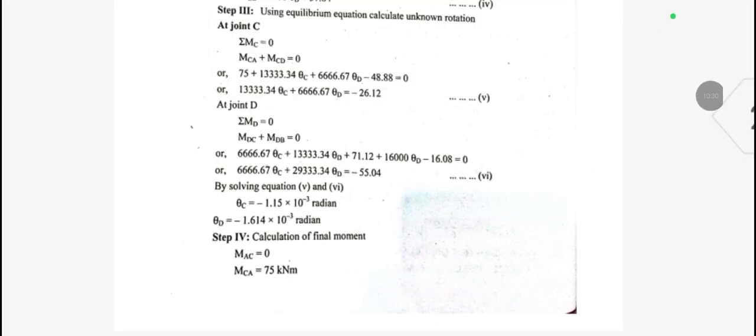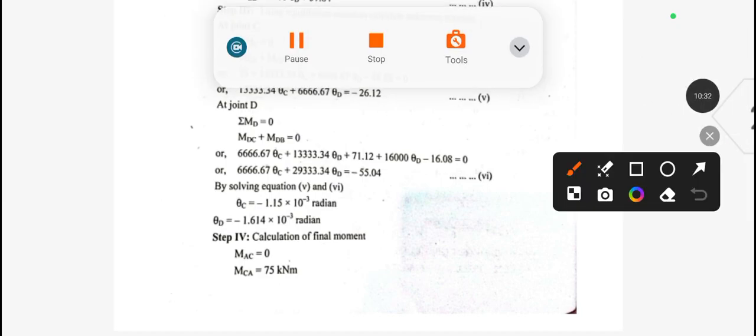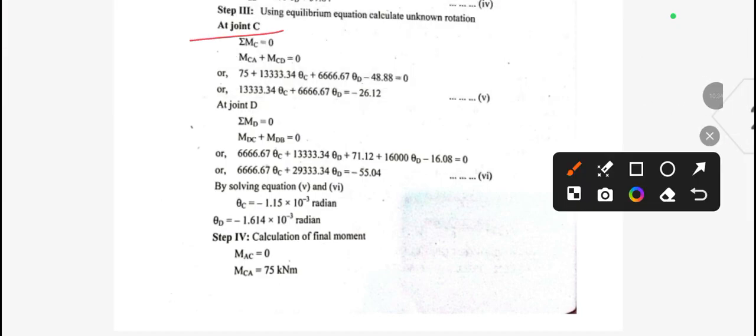Okay, so as I said, for the equilibrium condition for joint C, we need to take MCA plus MCD, left plus right, and then we get this equation 5. And similarly for joint D, we need to take MDC plus MDB, and we have already calculated the value of the MDC and MDB in the above equations. In the above 4 equations, we need to put all those values, and we get equation number 6.